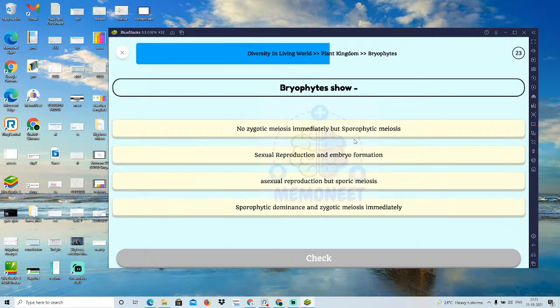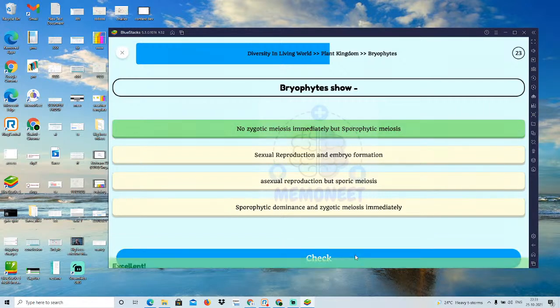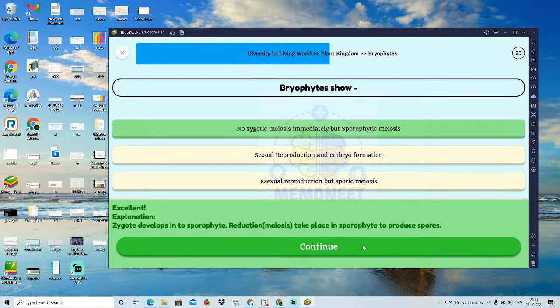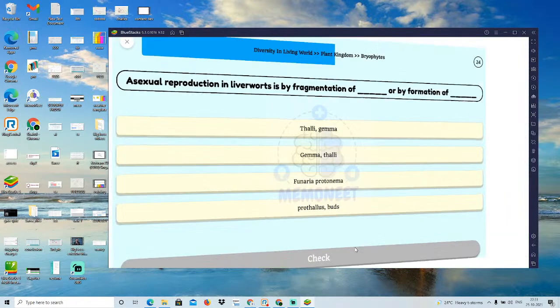bryophytes show no zygotic meiosis immediately, but sporophytic meiosis. Yeah, that's true. They don't have embryo formation. No zygotic meiosis immediately, but sporophytic meiosis. Yeah, this is true. In bryophytes, we know the zygote does not undergo meiosis, but it produces a sporophyte, and then the sporophyte undergoes meiosis to produce haploid spores. That in turn forms gametophytes.